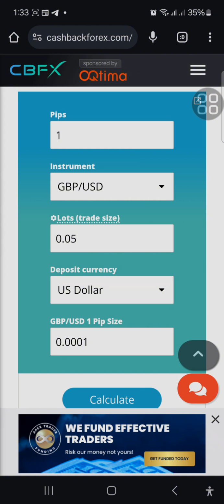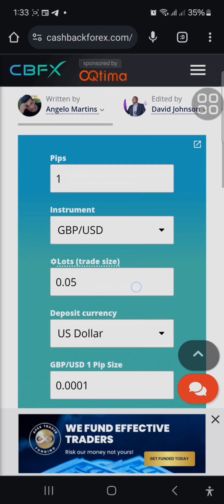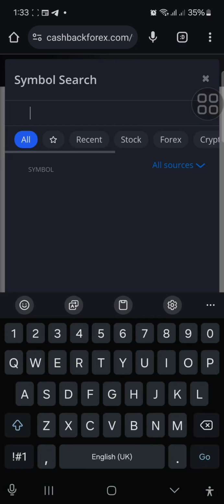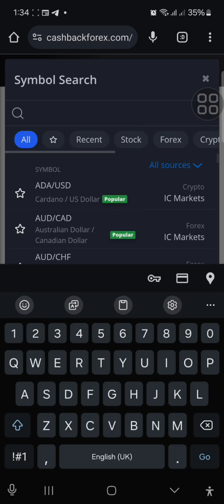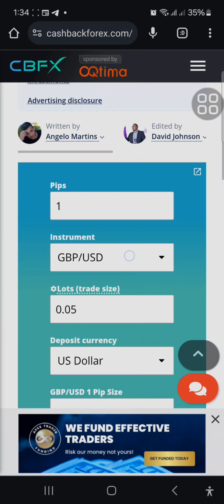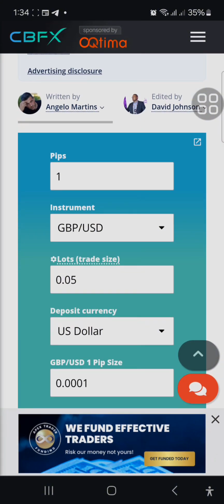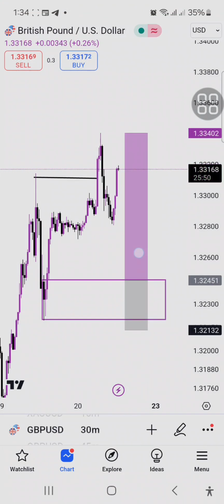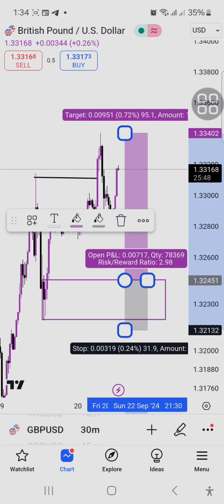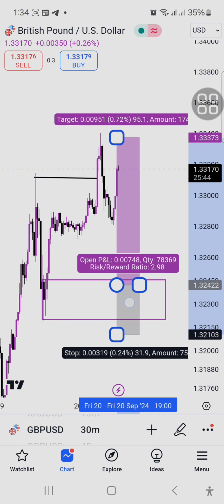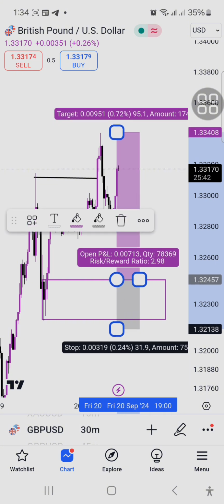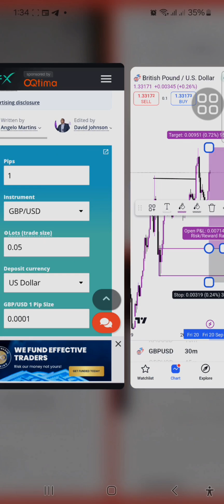Okay, so remember I am on GBP USD. Remember to always change this. If it is not on the pair that you want, you can always change it. So it is right here, at the right place, GBP USD. Now according to my long position tool, my stop loss is 31.9 pips. You can see it right down here, 31.9 pips. Okay, so let's just round that off. Let that be 32 pips.